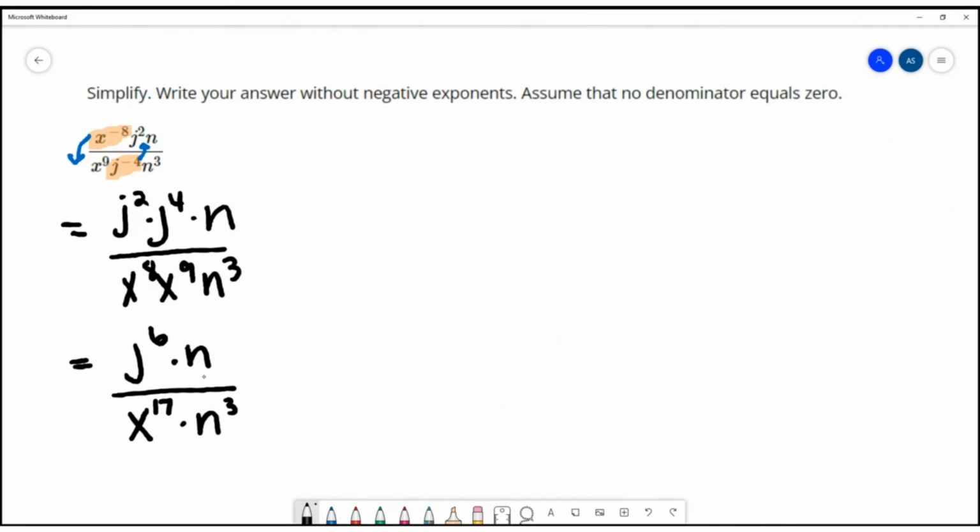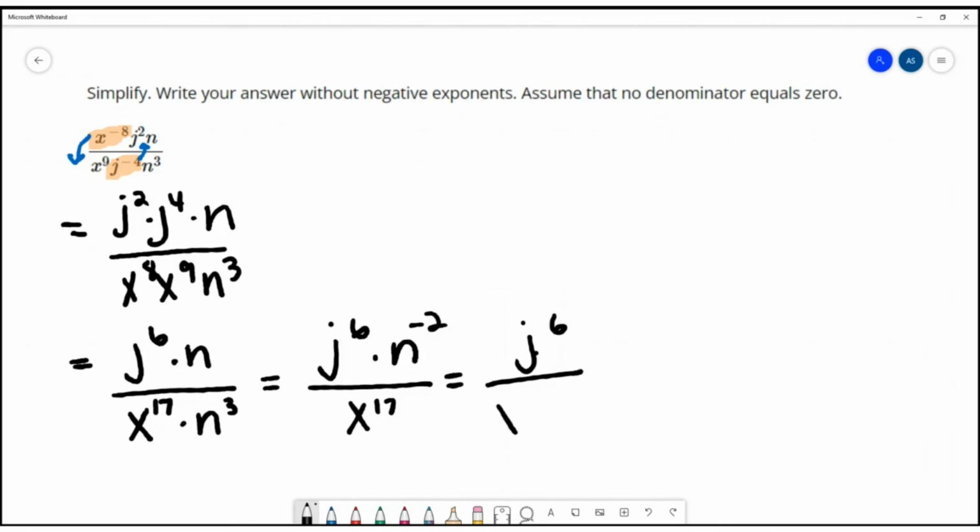And then finally, I have these n's. One n is in the numerator and one's in the denominator. So I'll apply the quotient rule, and with the quotient rule, we subtract the exponents. So that would give me j to the 6 times n. This n is to the first power, so it's 1 minus 3, that's negative 2. And I don't want to write any negative exponents, so let's move that factor to the denominator. I have j to the 6 over x to the 17th times n squared.